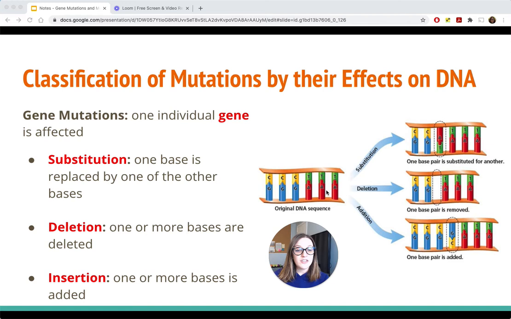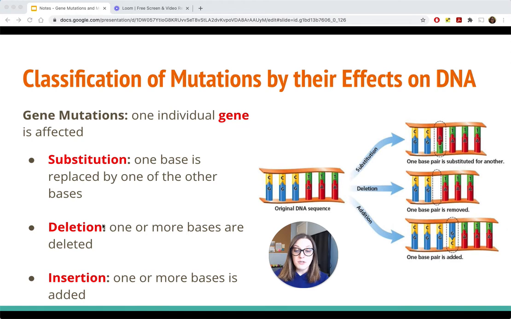If you take a look at this original DNA sequence, we have 3 CG base pairs followed by 3 TA base pairs. And in a substitution mutation, we have at least one or more of those that are substituted for another type. So in this case, we have an AT where there should be a CG.